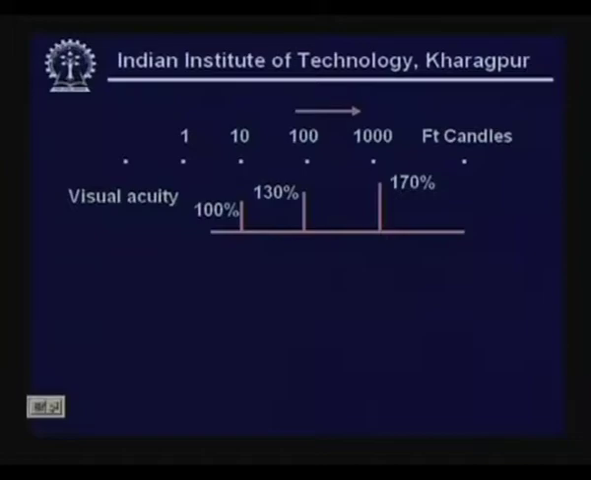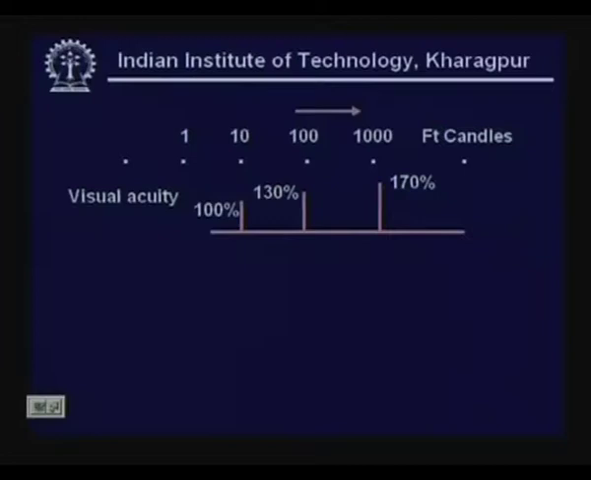If we standardize the visual acuity of an individual, of course, how were these things measured? These things were measured by considering normal adults of a large group measured over a long period of time, and the average is taken. If that be 100%, it is found that if we increase the illumination by 10-fold, a logarithmic increase by 1 decade to 10 foot candles, the visual acuity increases by about 130%. And if we go further on to 100 foot candles, we find it goes to 170%.